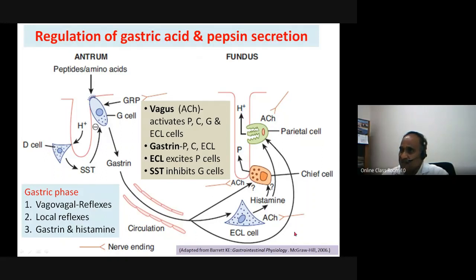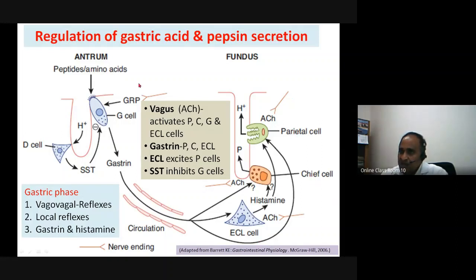The vagus activates the enterochromaffin-like cell that will release histamine. Histamine activates the peptic cell. These peptic cells are chief cells which release pepsin, and this histamine also activates the parietal cell. And now the vagus, through ACh, will activate the chief cell directly. So the vagus activates both the P cells and the chief cells.